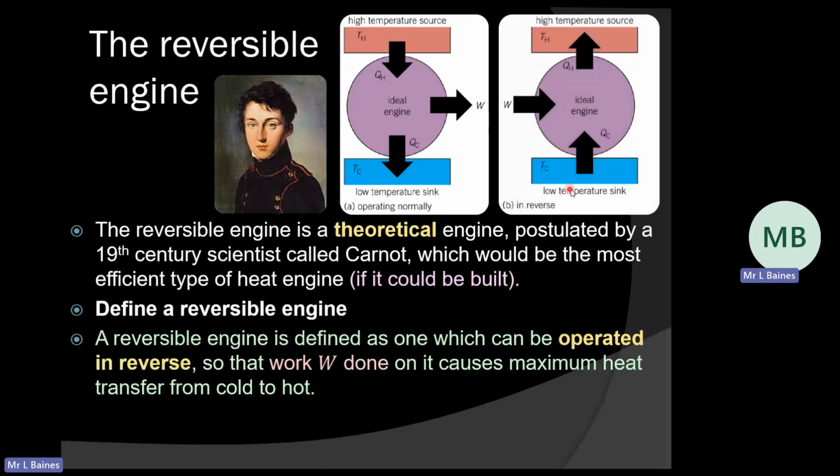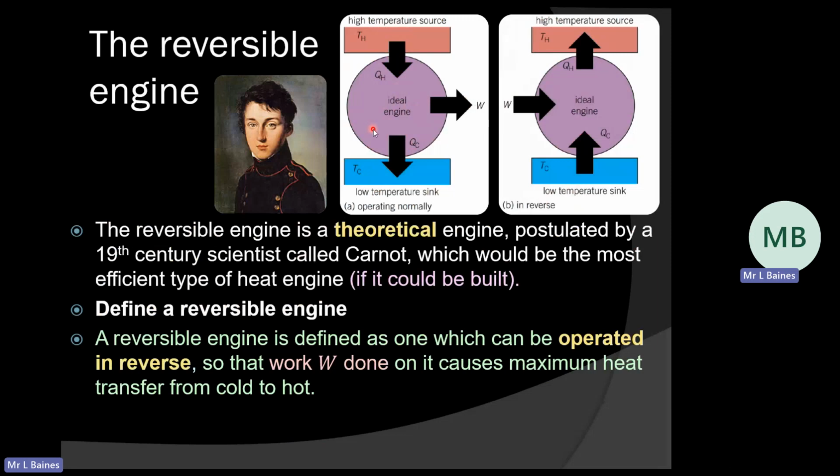And I could do this in reverse. I could take energy out of my low temperature sink and put work in, and all of that would be converted into heat energy that is dumped into my high temperature source. What we're saying is that there is absolutely no loss of energy in the transfer, so all of the heat energy that comes out of my high temperature source is turned into either work or goes into my low temperature sink. There are no losses to atmosphere, no losses to friction, no losses to anything else.